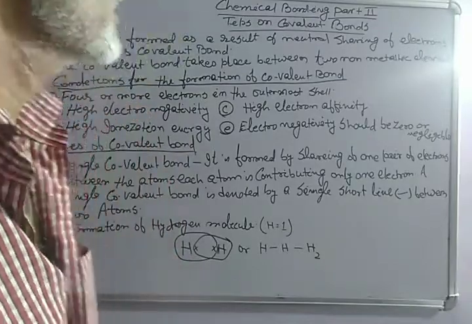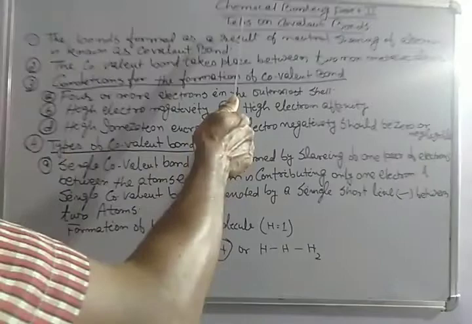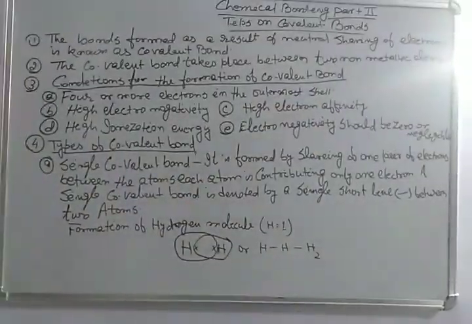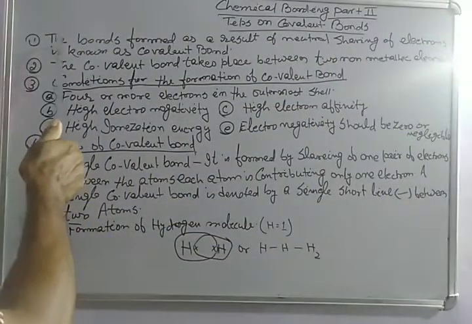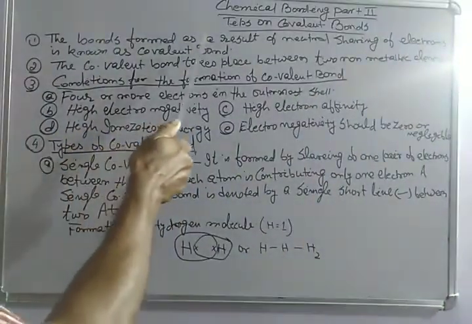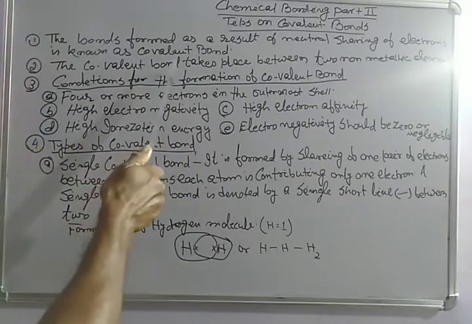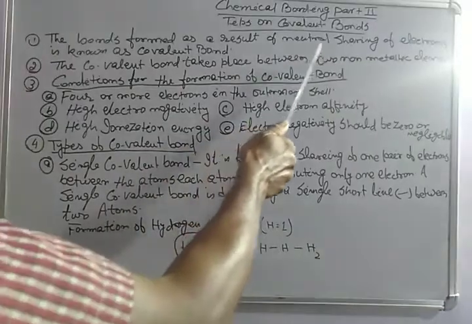So now, chemical bonding part 2. Tips on covalent bonds. Number 1: The bond formed as a result of mutual sharing of electrons is known as a covalent bond. Number 2: The covalent bond takes place between two non-metallic elements.